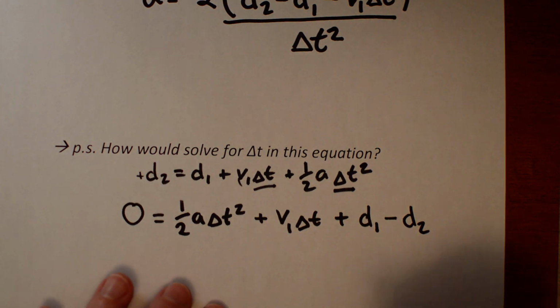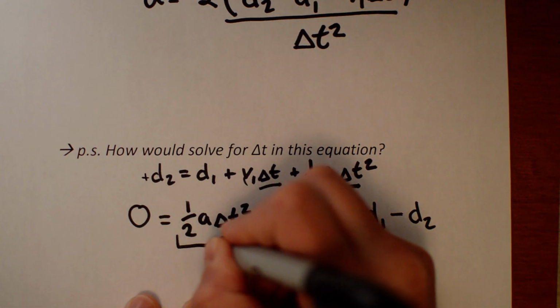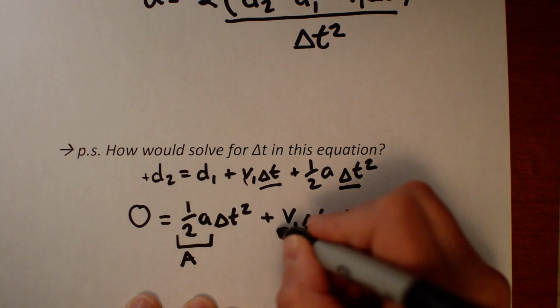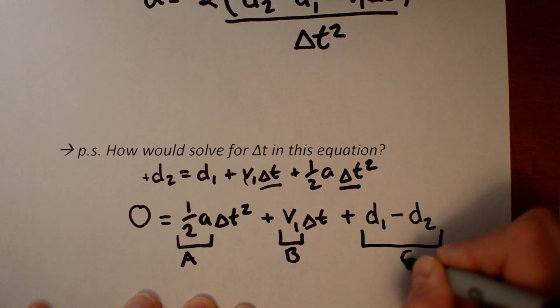And now that I've gotten rid of d2 over here, I just have a 0 over there. So that's actually a really nice quadratic, and often we think about quadratics as ax squared plus bx plus c. Well, the a is this right here, the b is what's in front of the delta t, and the c is the entire constant at the end there.